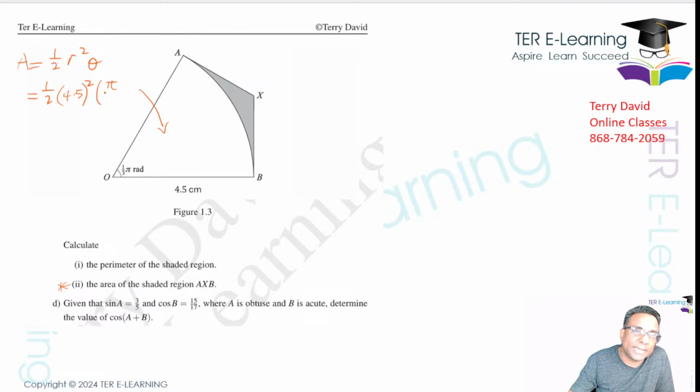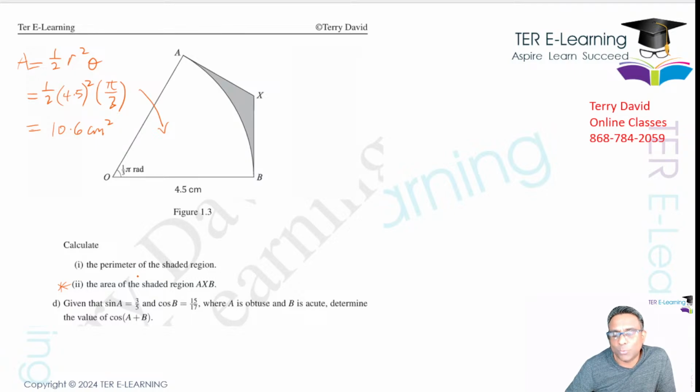So theta here is pi over 3 in radians. So this area is going to be 0.5 multiplied by 4.5 squared multiplied by pi over 3, and I'm getting 10.6. So that's the area of the white piece that I just worked out here.